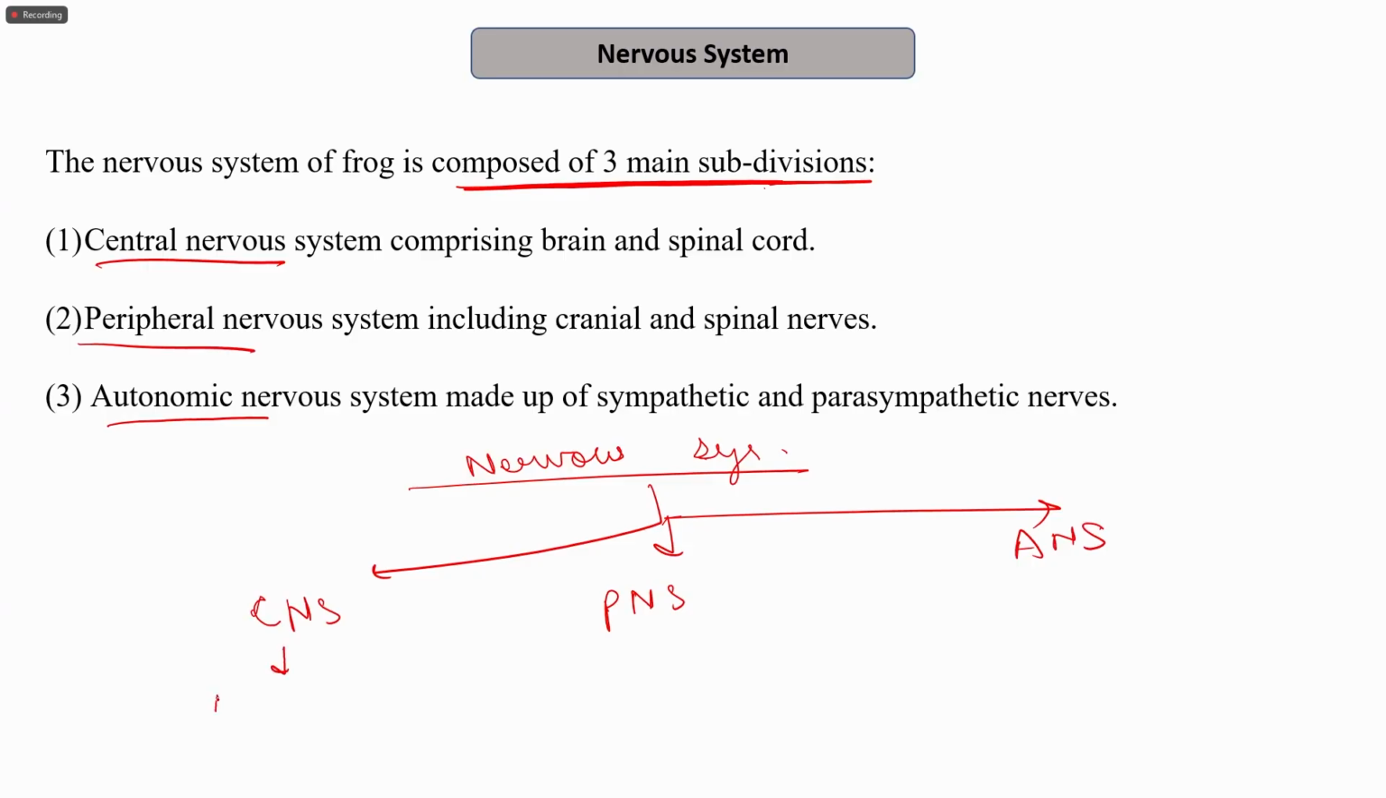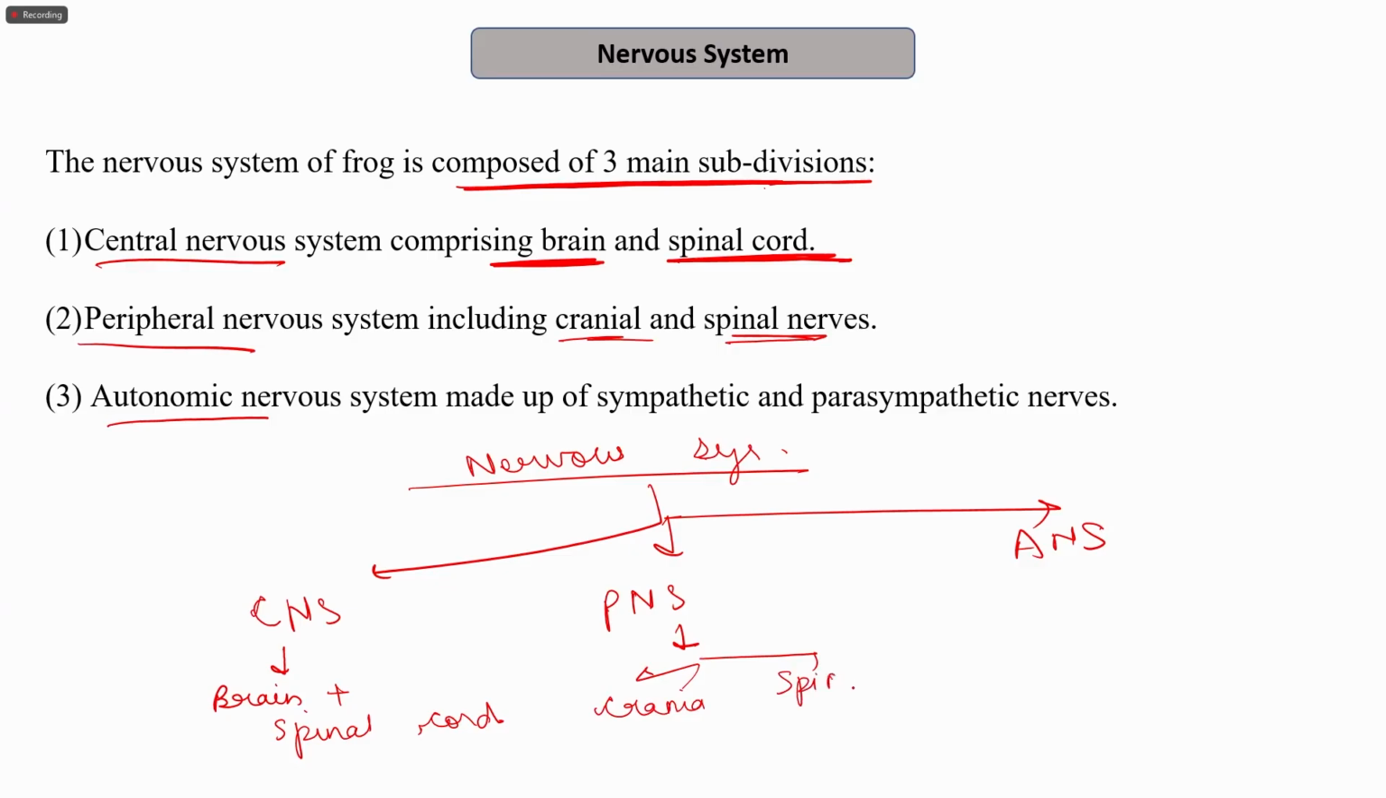So the central nervous system mainly comprises the brain and the spinal cord. We know that they are chordates. They also have a vertebral column. So the central nervous system consists of the brain and the spinal cord. The peripheral nervous system mainly consists of the nerves that supply the peripheral regions. So it includes the cranial nerves that originate from the brain and the spinal nerves that originate from the spinal cord. Cranial nerves and spinal nerves.